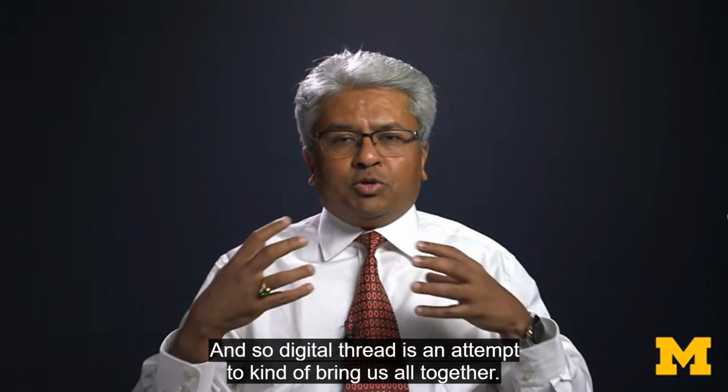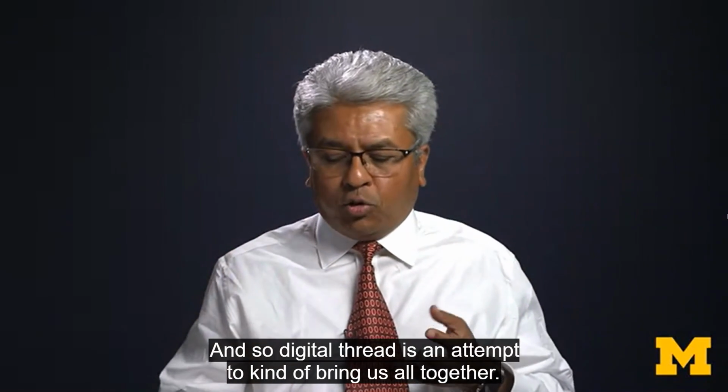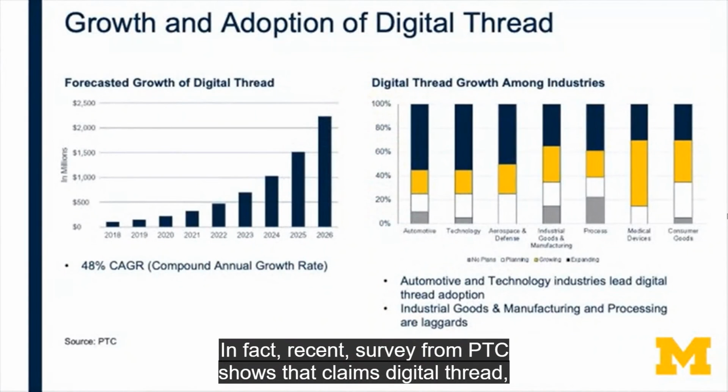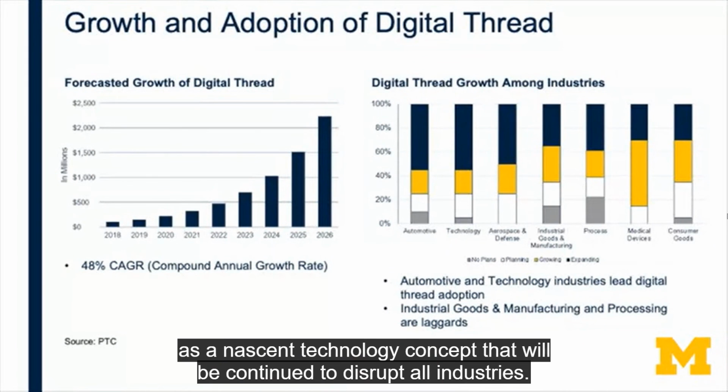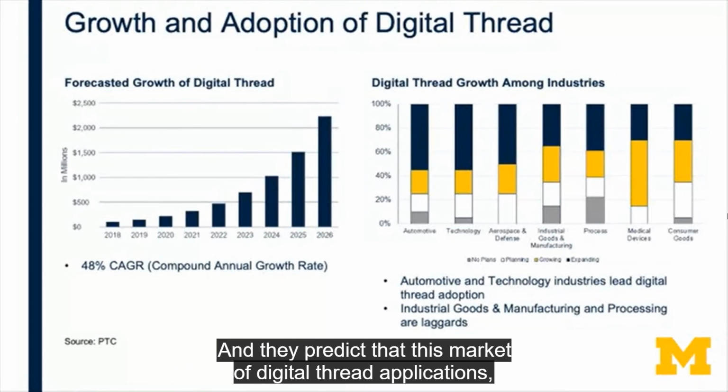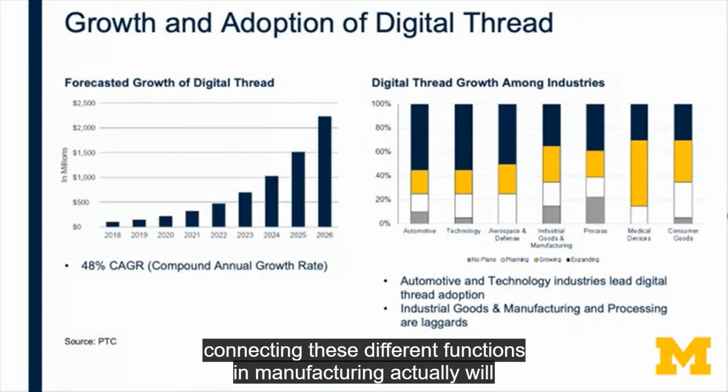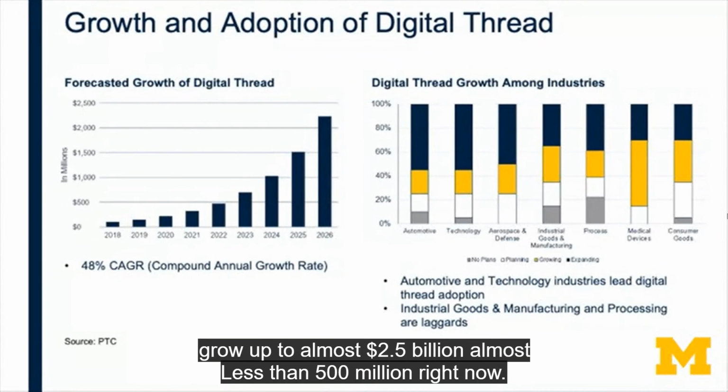In fact, a recent survey from PTC claims digital thread as a nascent technology concept that will continue to disrupt all industries, and they predict that this market of digital thread applications, connecting these different functions in manufacturing, will grow up to almost $2.5 billion, from less than 500 million right now. It is supposed to expand 5 times in the next 4 to 5 years.